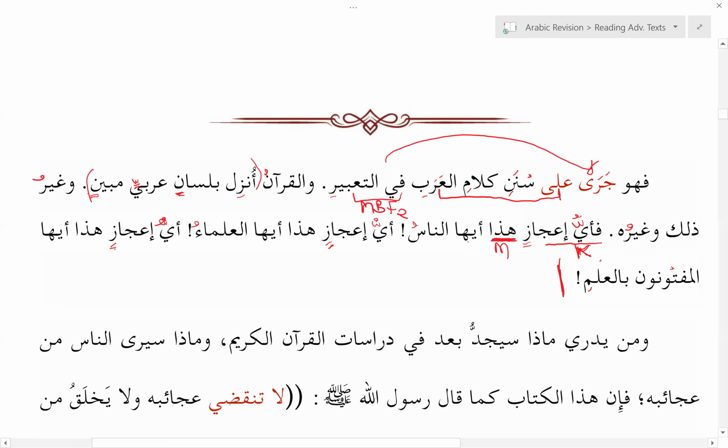So this is the munada, sorry. So this will be the munada, and whatever comes after it is going to be the sifa to the munada. Okay, so that's how you look at that. Of course, the harf nida is mahdhuf here.